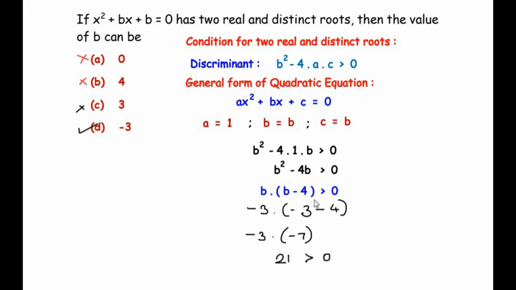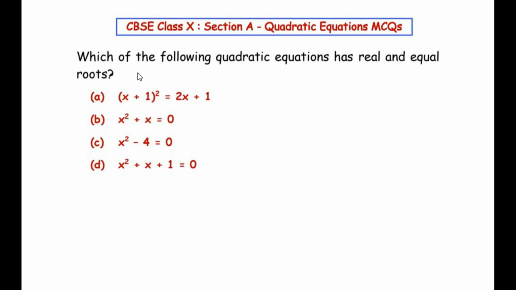Now let us move on to the next question. Which of the following quadratic equations has real and equal roots? So here we need to find out which of the given options has real and two equal roots. So let us start with option A.